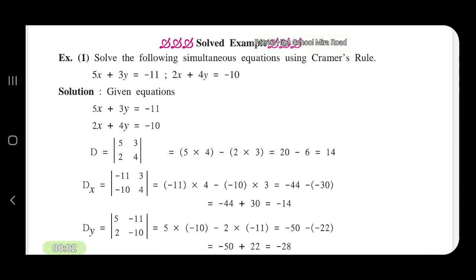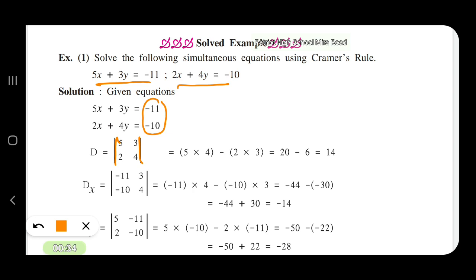Solved examples of Cramer's rule. The two equations given are 1 and 2. We arrange them vertically, and for finding the value of D, we eliminate the third column and take the values of the coefficients of the variables in the first and second column. So it will be 5, 3, 2, 4. This will be the determinant D.